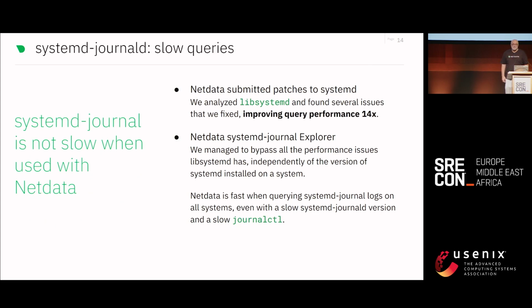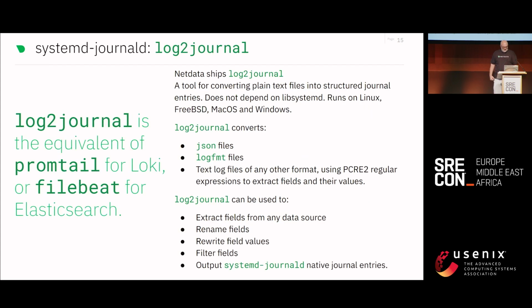We identified a few problems with systemd journal, so we submitted some patches to improve its performance 14 times when querying. And also, the Netdata plugin that does this work actually manages to overcome the speed limitation, let's say, even on older systems. So if you have a CentOS or something old that doesn't have a modern libsystemd in it, still our UI is fast enough.